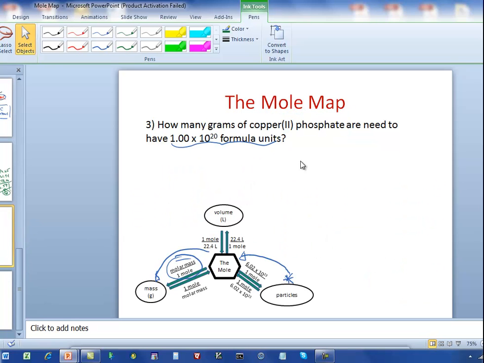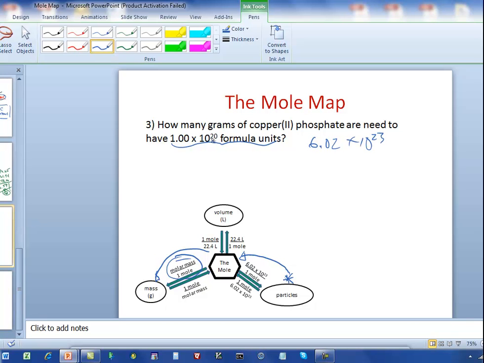Now we can use that molar mass on the next slide to convert this number of formula units to the mass in grams. The first thing I'm looking at is this number, 1 times 10 to the 20th. Ask yourself, is that about a mole? Is that about an Avogadro's number? Or is it a lot more? Or a lot less? Well, if you compare this number to Avogadro's number, you'll realize that it's actually a lot smaller.